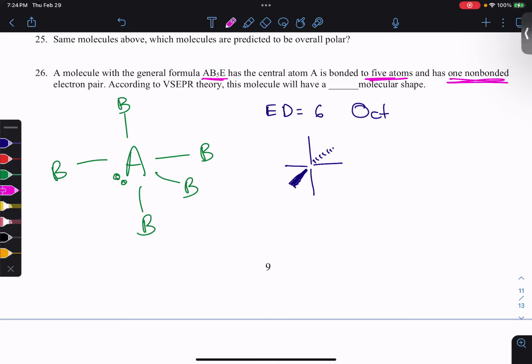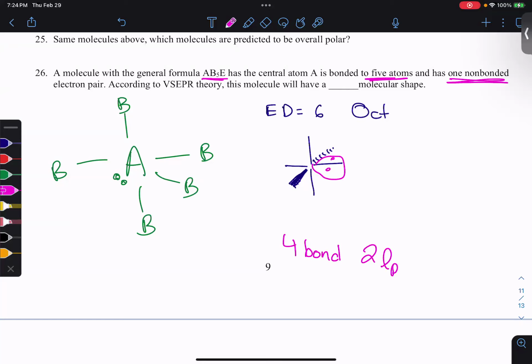What if we put it over here? Cover that up. What shape is left over? It's also square pyramidal. So what does that mean? Does it matter where you put that first lone pair? No, it's not. Okay, what if it was 4 bonds, 2 lone pairs?